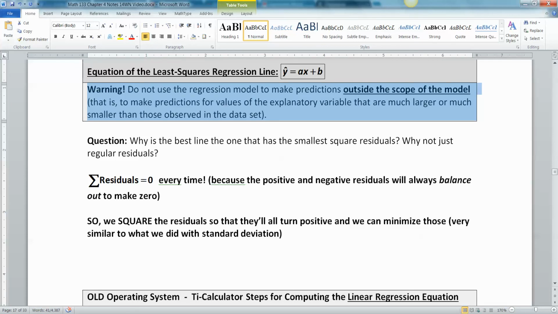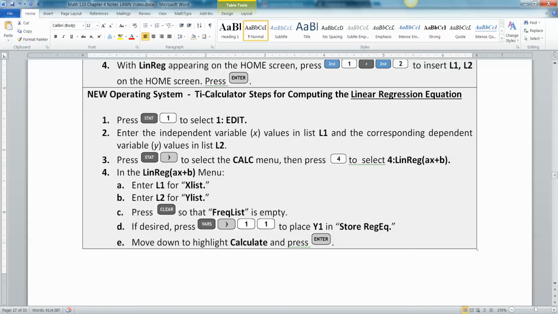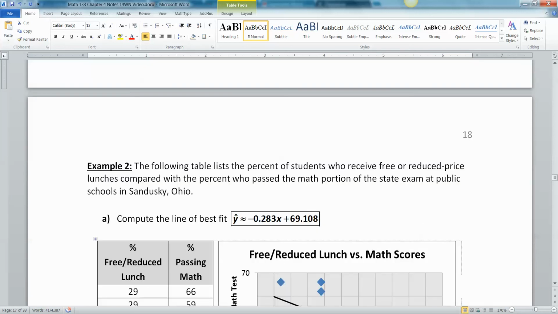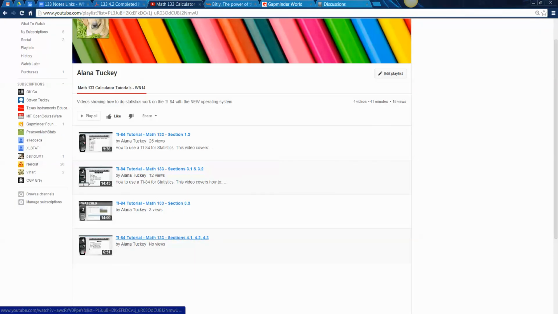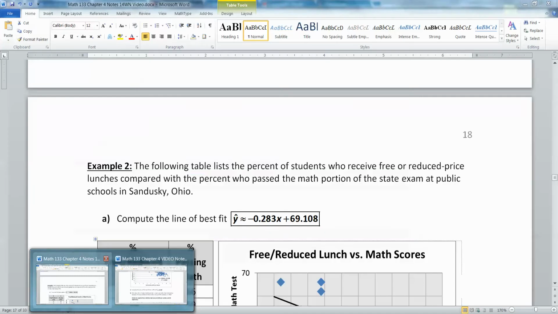Now, for how to make the equation, I have the calculator steps right here. And again, I cannot show it right this second, but it's on my YouTube channel in the calculator tutorials on youtube.com/TechieLanaJ. You want to do the 133 calculator tutorials, and it's right here. Okay. All right, let's get back to the notes.